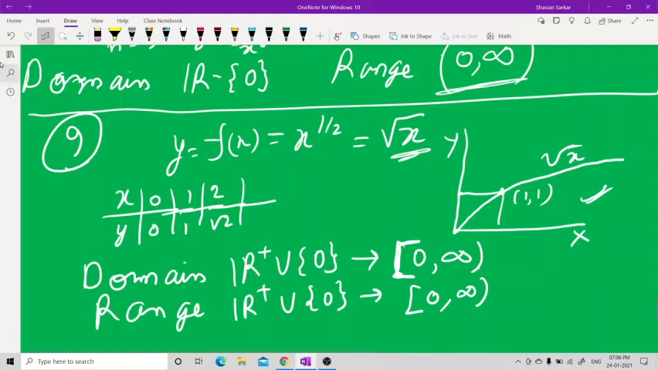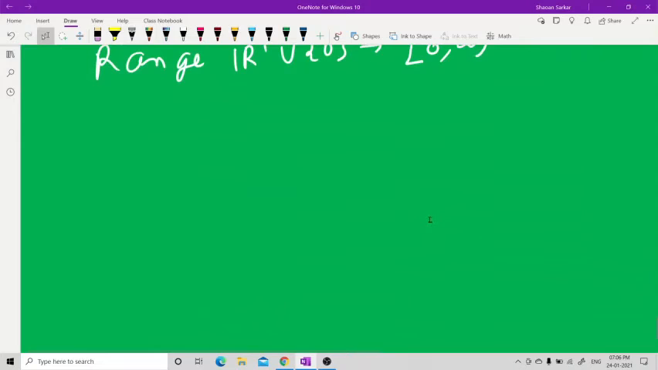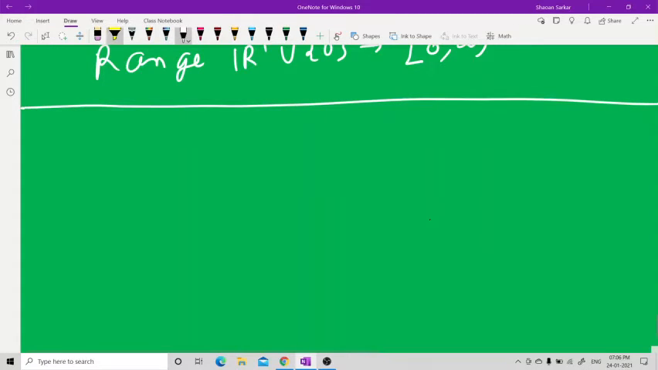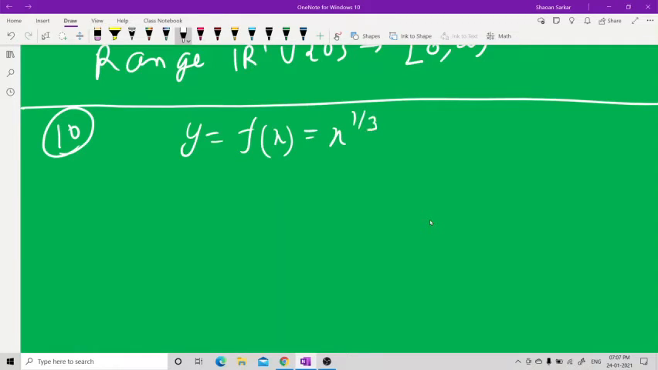Now with 1 upon x square, let us now see 1 upon x cube. This also we need to see. This is the next graph, graph number 10. Y is equal to f(x), a function of x, is x to the power of 1 by 3. That is the cube root. You people know how to write this one, like this, cube root. So the graph of this would be like this.